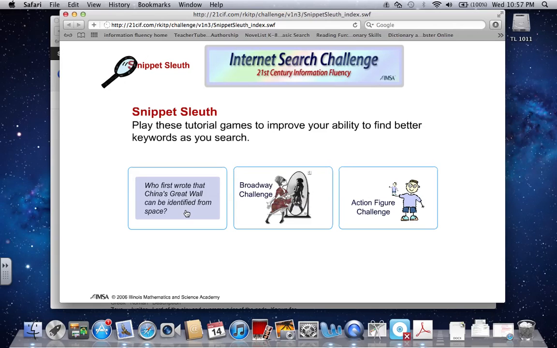Who first wrote that China's Great Wall can be identified from space? Have you ever heard that? That if you go up in a space shuttle, you can see China's Great Wall from space. Let's find out who first wrote that down, that story.